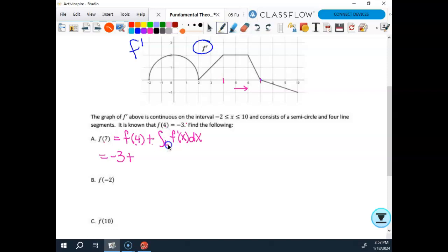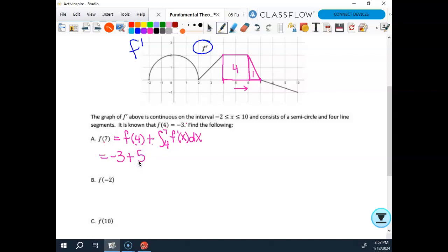I'm going from 4 to 7. Okay. So I'm integrating from 4 to 7. I'm looking at this right here. Okay. This is what I want to find the area of. It is a trapezoid. If you want to split it into a rectangle or a square and a triangle, that is totally fine. I think that's what most of you have been doing. So this is 2 times 2, so this is 4. And this is 1 times 2 divided by 2, which is 1. And it's all above the x-axis, so it's positive. So I get -3 plus 5.